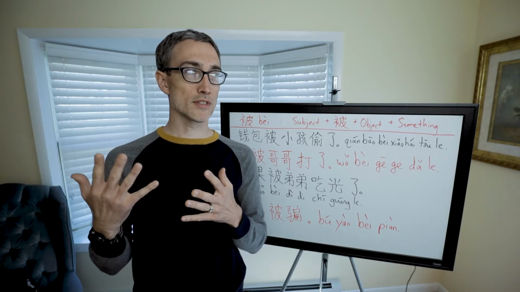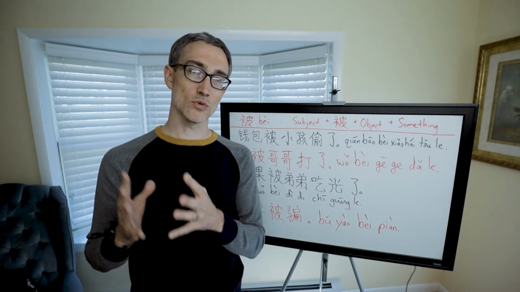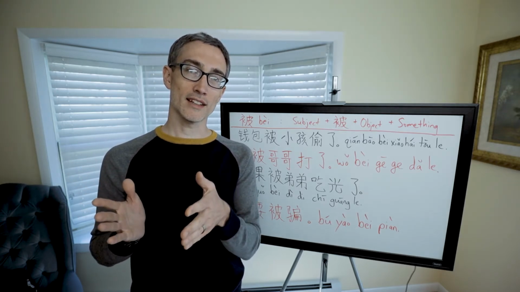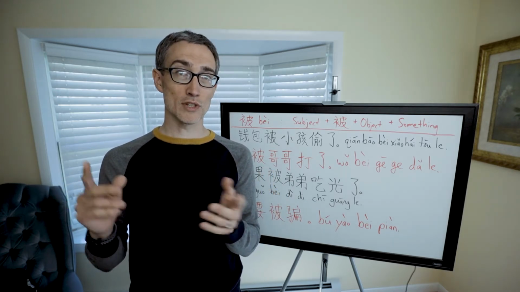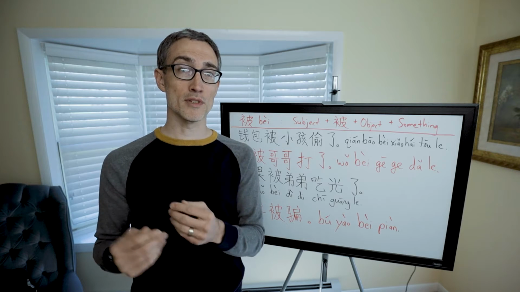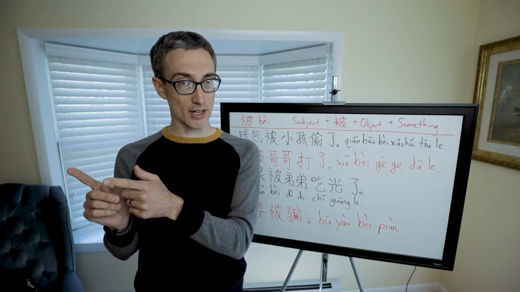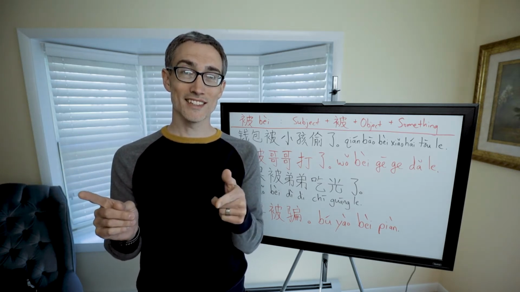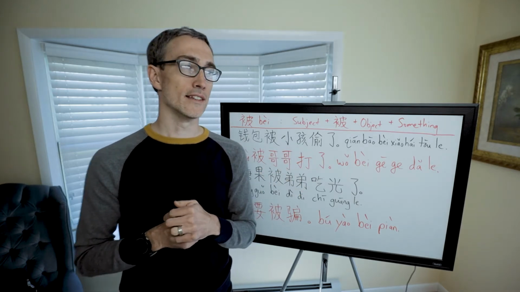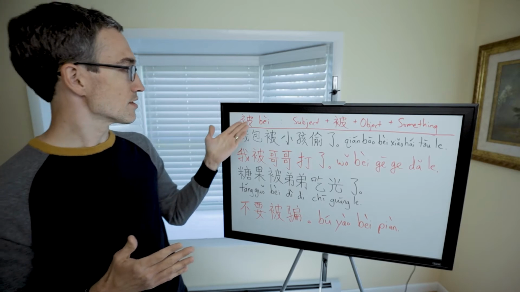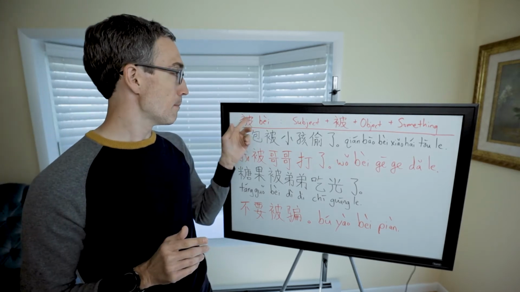An active sentence would be, the boy kicked the ball. If we make that into a passive sentence, we switch around the actor and the recipient, and we say the ball, which is now the subject, was kicked, that's passive, by the boy. And in Chinese, the main way to do that is to use bei.